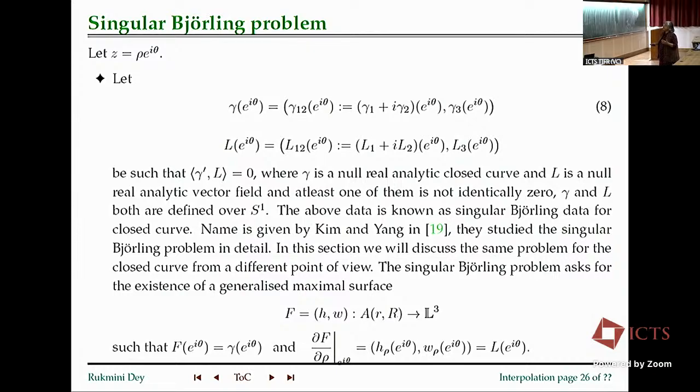What is the solution we want? The solution we want is f of e to the I theta is gamma of e to the I theta, and del f del rho at e to the I theta is L. L and gamma are prescribed and they should satisfy this. So, okay.